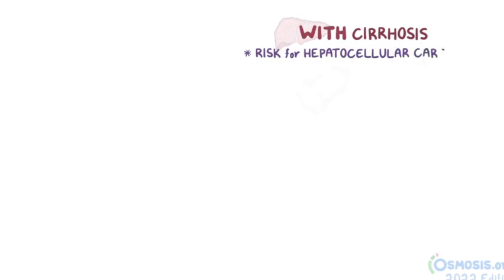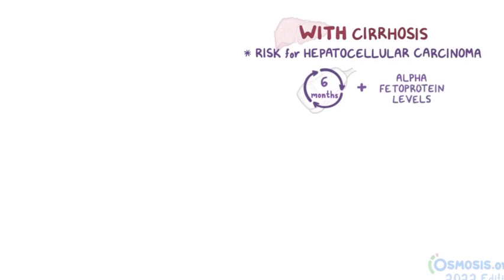In individuals with cirrhosis, there's a high risk for developing hepatocellular carcinoma. So, an ultrasound is done every 6 months, and alpha-fetoprotein levels can also be checked to monitor for possible tumors.